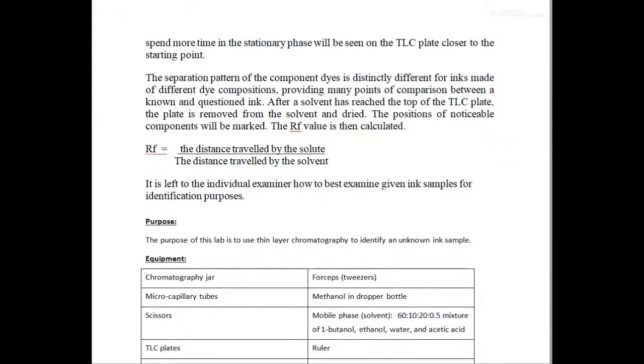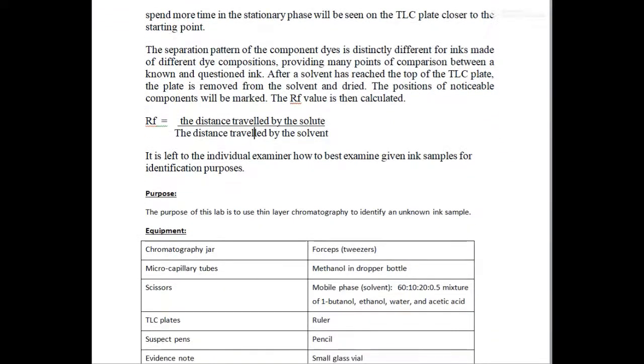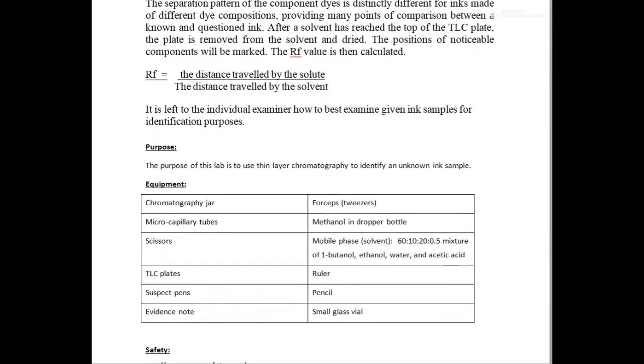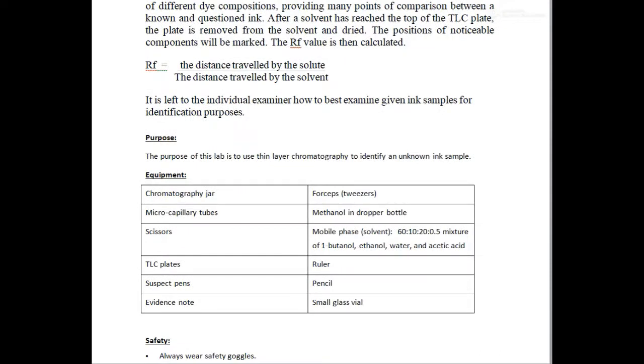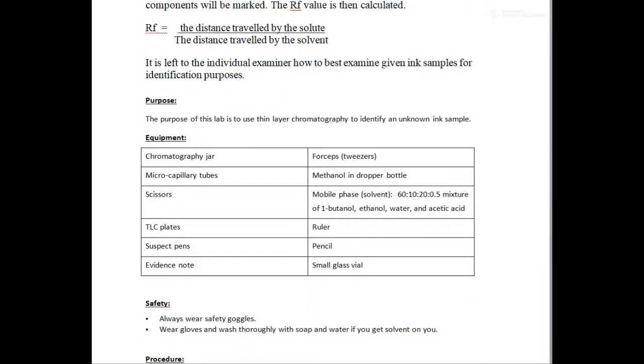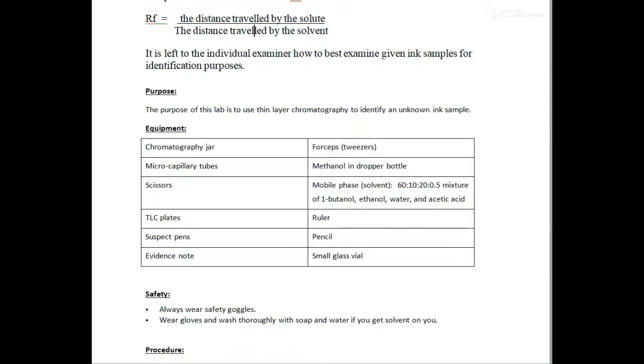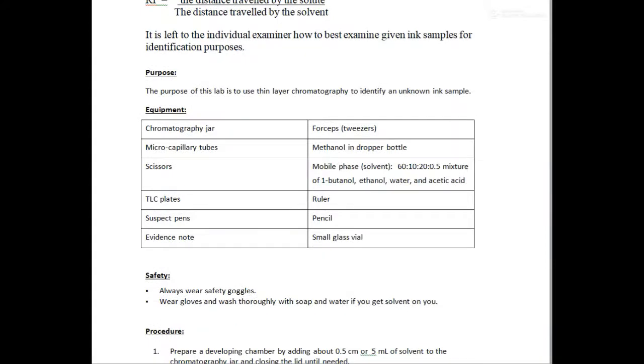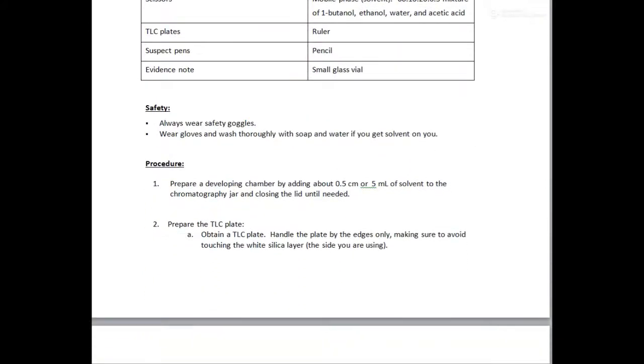You need certain components: a chromatographic jar, forceps, microcapillary tubes, scissors, TLC plates, and the suspect pens. If you have the suspects' pens, the evidence note is also taken. Always wear safety goggles, wear gloves, and wash thoroughly with soap and water if you get solvent on you. Then you prepare your developing chamber. I will show you a picture of the developing chamber later.